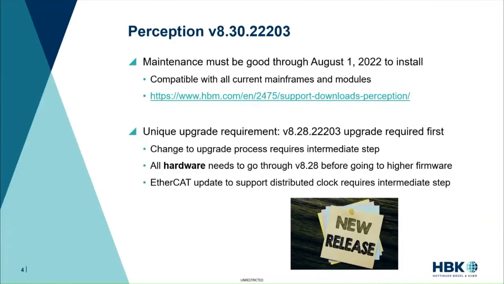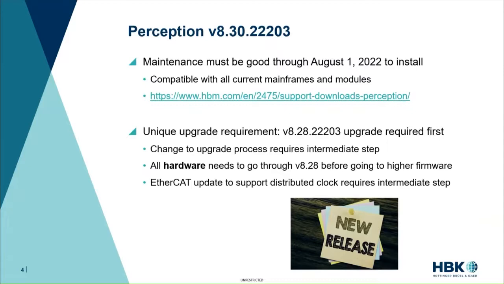This release is a little bit unusual in that we require an intermediate step before we go up to 8.30. There were two hardware changes made with this release that require that intermediate step. One is we're changing the upload process, so we needed an intermediate step as a way to be able to go up to 8.30 and also be able to get back down to earlier versions. We also added EtherCAT distributed clock, and that hardware change and some of the things involved with it also required that intermediate step. So you need to download both 8.28 and 8.30 from the website.